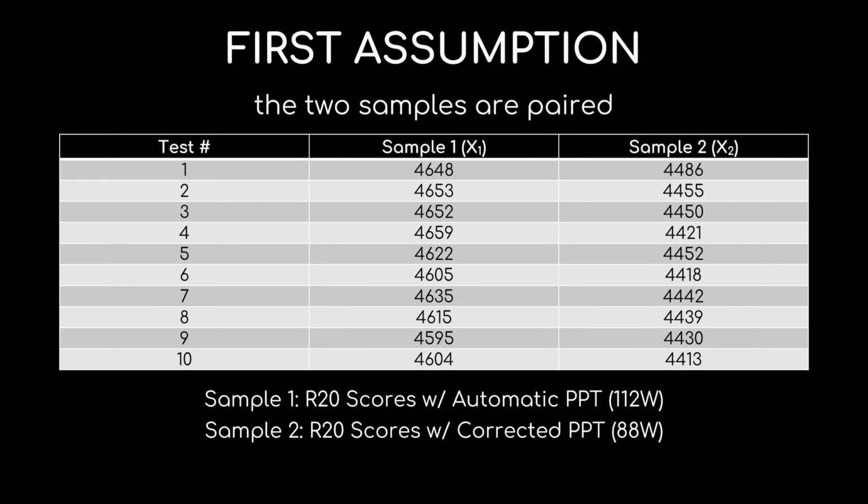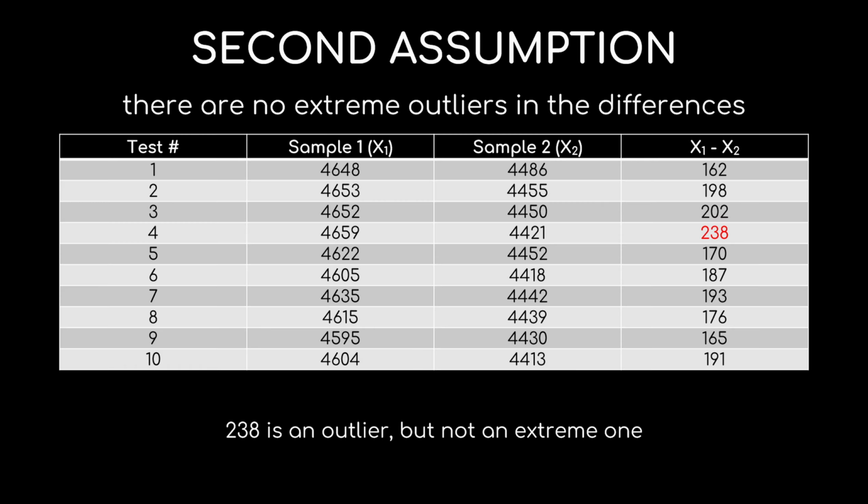Assumption number 1. The two samples are paired. True, since the same CPU has been tested in Cinebench R20 under two different conditions. Automatic PPT at 112 watts and corrected PPT at 88 watts. Assumption number 2. There are no extreme outliers in the differences between the two paired samples. True, since Tukey's fences method detects 238 as an outlier, but not an extreme one.